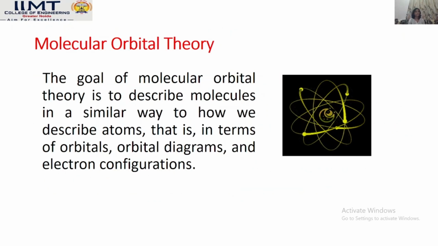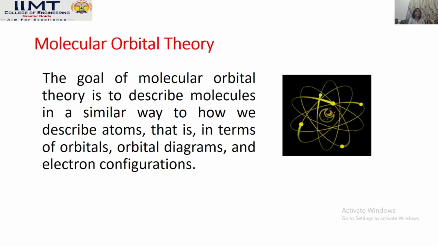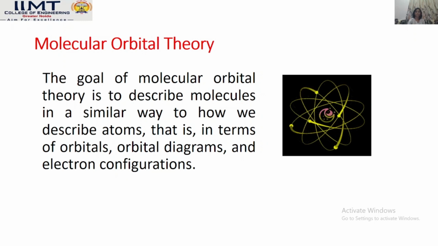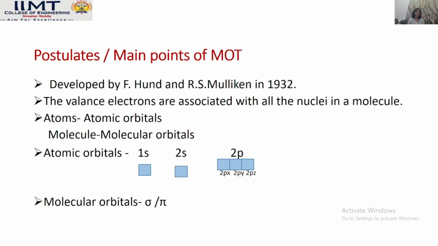Molecular orbital theory. The goal of molecular orbital theory is to describe molecules in a similar way to how we describe atoms, that is, in terms of orbitals, orbital diagrams, and electronic configurations. The main points of molecular orbital theory are as follows. It was developed by F. Hund and R.S. Mulliken in 1932. The valence electrons are associated with all the nuclei in a molecule. They are not the electrons of the atom within a molecule. They are electrons of the molecule.